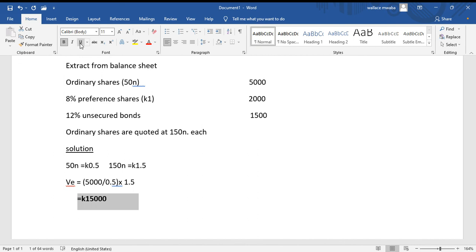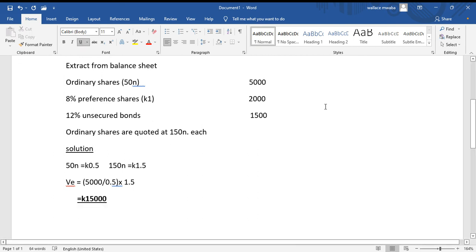So this value is necessary whenever we want to calculate the weighted average cost of capital, which we're going to do later on.